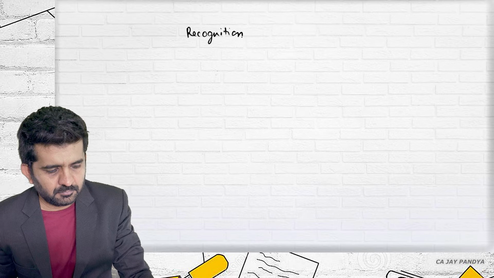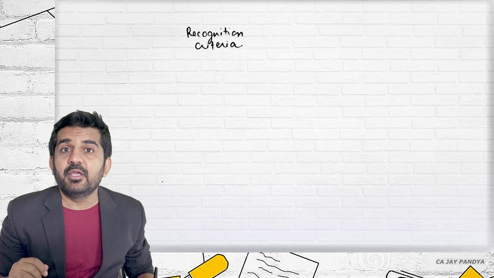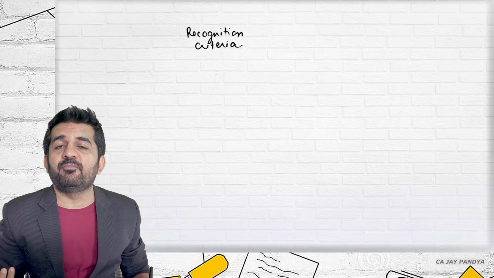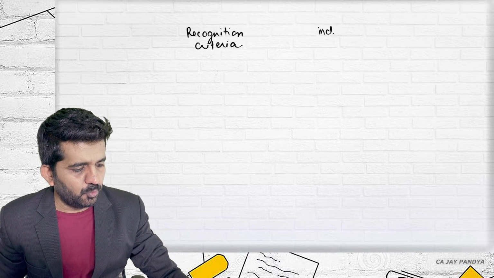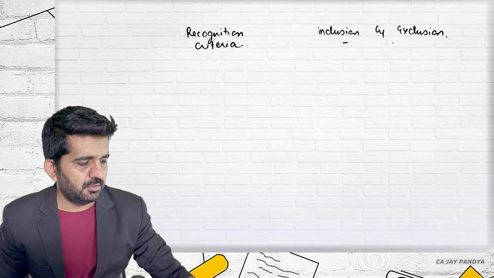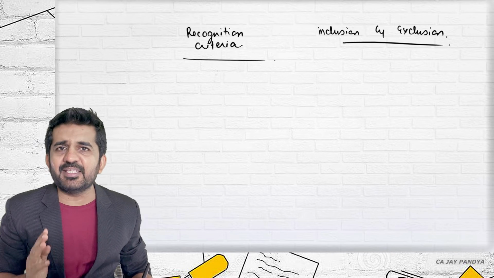Try to understand whether to capitalize the expenditure or not. So whether the expenditure should be treated as PPE or not. What we did was recognition criteria. And if it is to be capitalized, which all expenditure should be included and which all expenditure should be excluded. So inclusion and exclusion. These are the major 2 points that we have done in the first part of AS10.